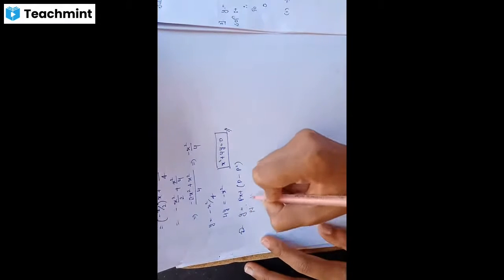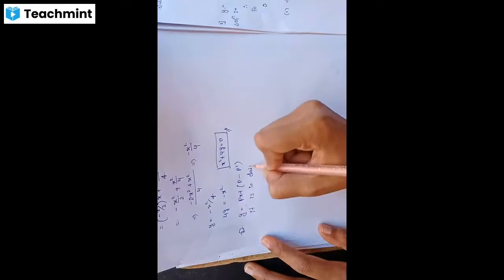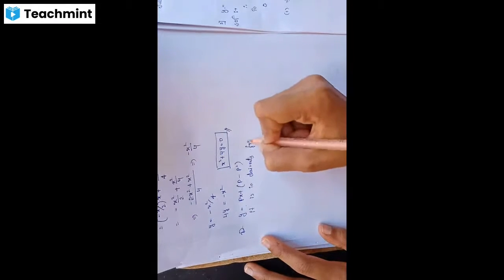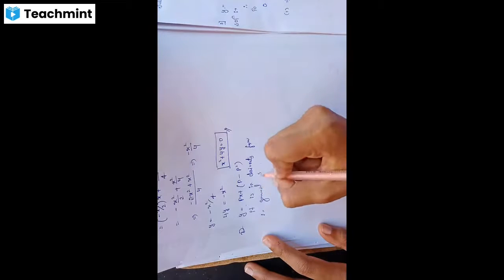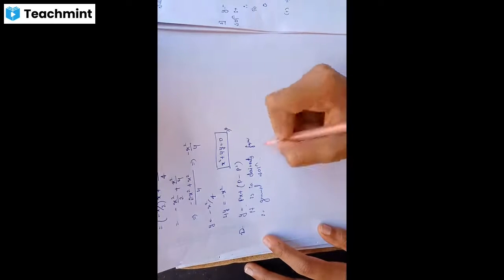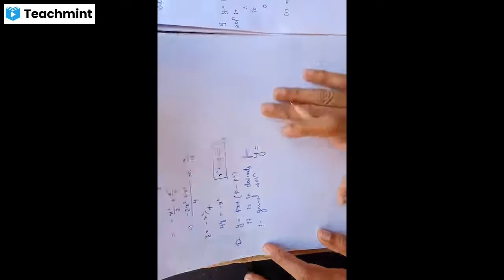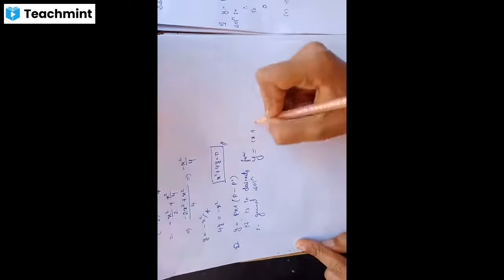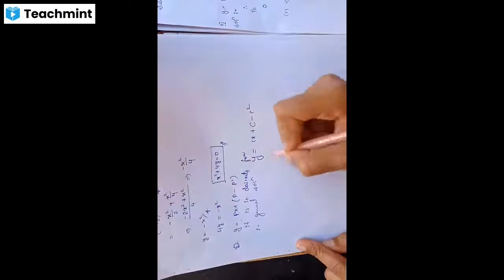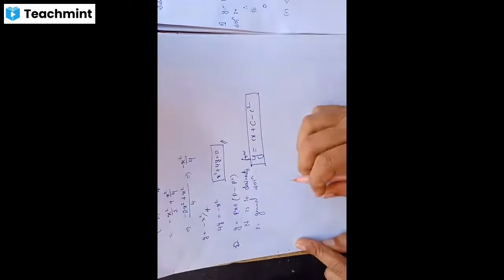So it is in the Clairaut's form. Now we have to find the general solution. To find the general solution, we have to substitute c wherever p is there. So y is equal to cx plus c minus c square. This is our general solution.